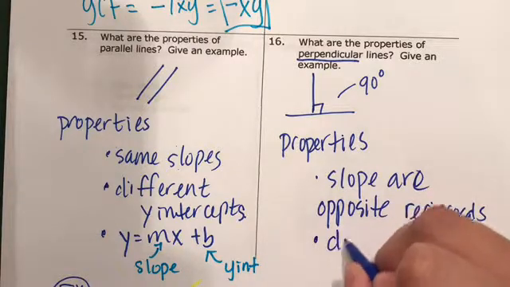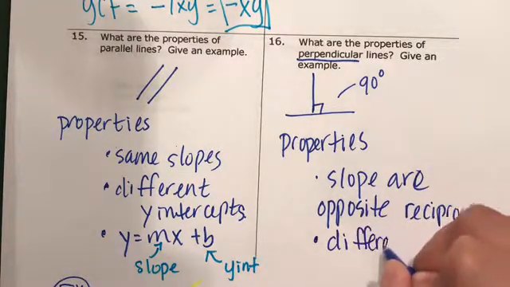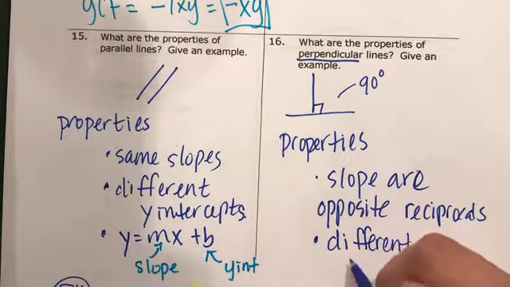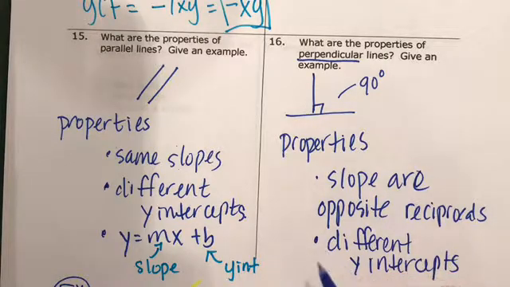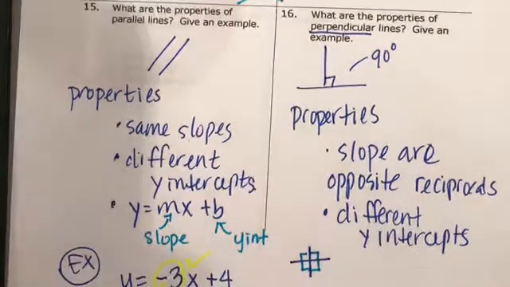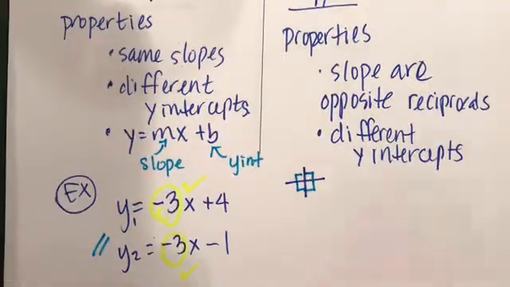Also, they can have different y-intercepts. So when they cross, they make a T, which means that I'm going to have a 90-degree angle here, here, here, and here. So it's going to be 90 degrees all the way around. Okay, so let's go ahead and make our example.